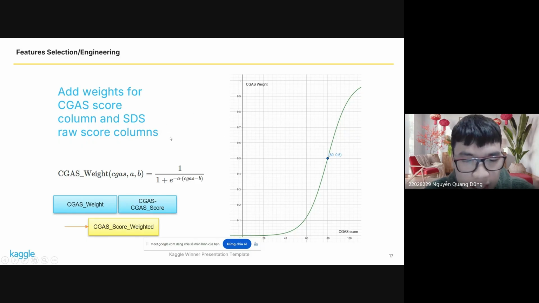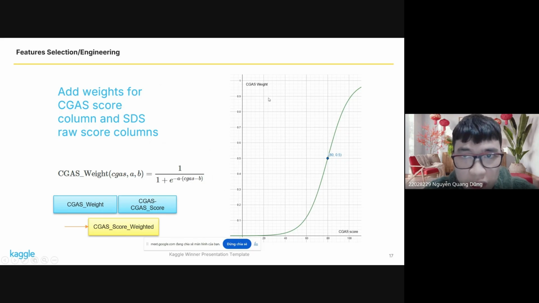The weights are calculated using a sigmoid function. The characteristic of the sigmoid function is that the closer the values are to the threshold, the steeper the curve becomes, allowing for clearer differentiation. So, for example, the weight for the CGAS score is calculated as CGAS weight of CGAS score, a, b equals 1 over 1 plus e raised to the power of negative a times CGAS minus b.